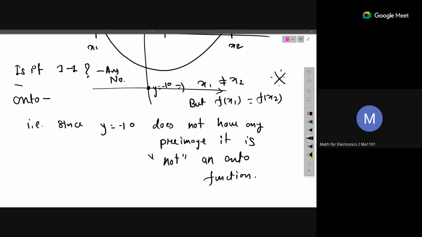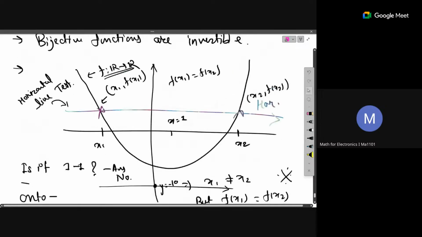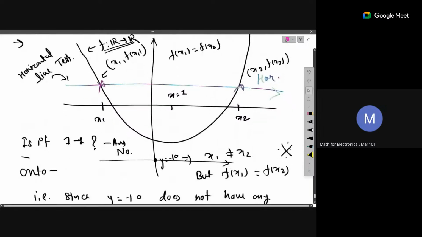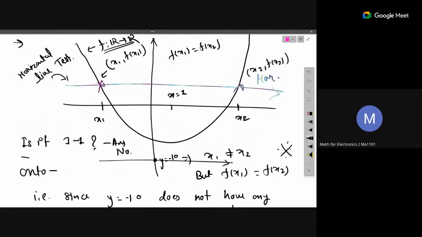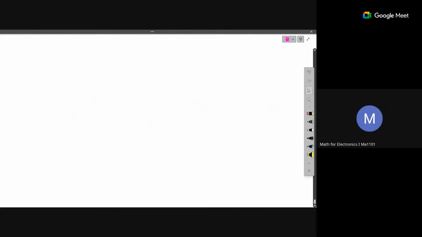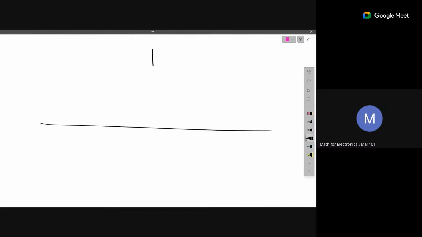Do you guys have any doubt? Okay. So if a graph is given to you and you want to judge the onto-ness, just simply think that it should approach infinity from this direction and should approach minus infinity from this direction. Then only it will be an onto function. If it is restricted towards something, then it's not an onto function.